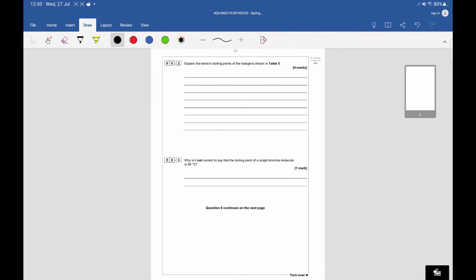Question 8.2 says, explain the trend in boiling points of the halogens shown. Well, boiling points is all to do with intermolecular forces, because these will be non-metals. They're all molecular substances. They're all diatomic. They all come in pairs. The boiling point in these increases as you go down the group.